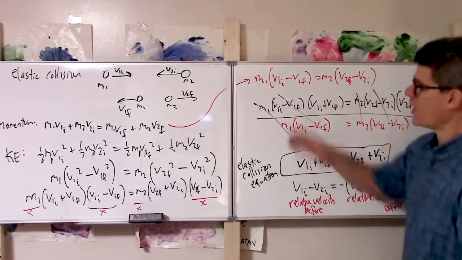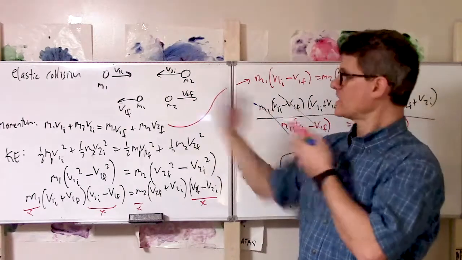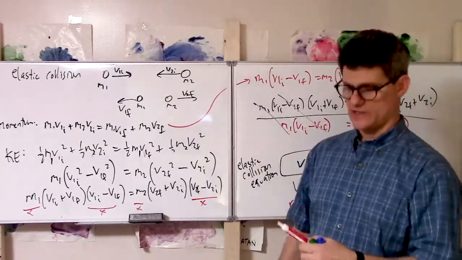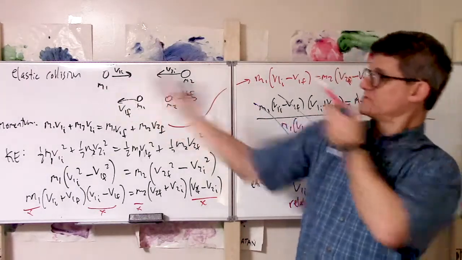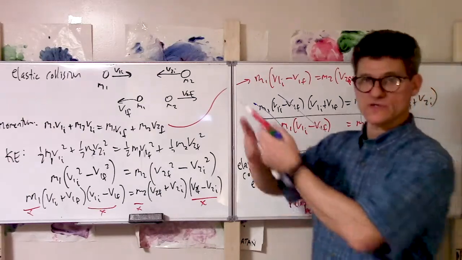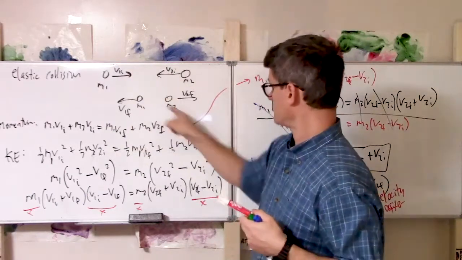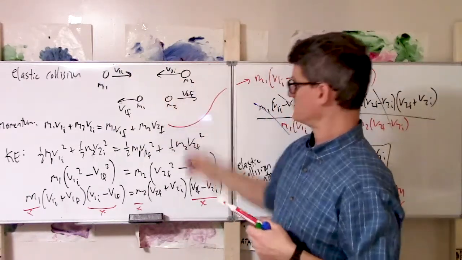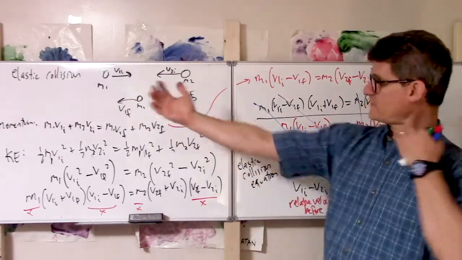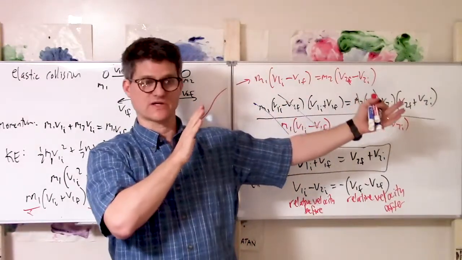That means if you're on one of the objects and you see the object coming at you, the relative velocity is the difference in velocities between you. It's how fast you are coming toward each other, and the relative velocity after is you going away from each other at the exact same speed. That doesn't mean your initial and final velocities are going to be the same speed, but the relative velocities will be the same. So that's an interesting idea for an elastic collision. How fast you're going toward each other is equal to how fast you're going away from each other after the collision.